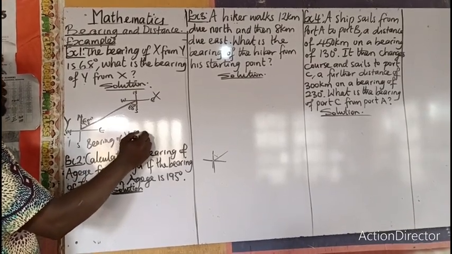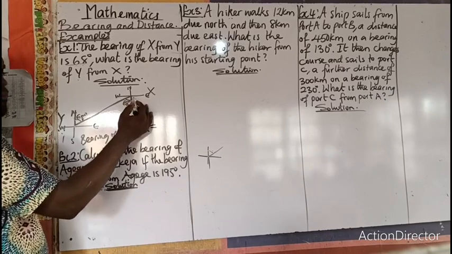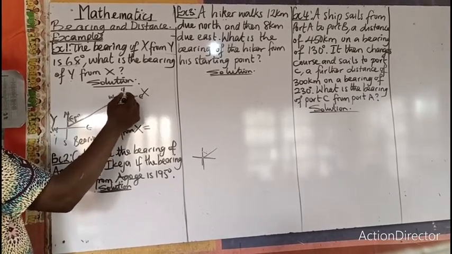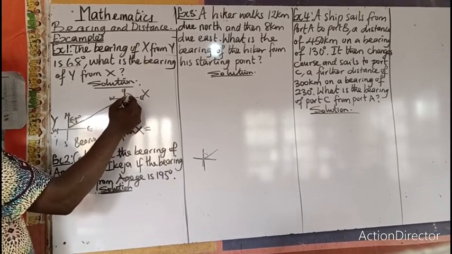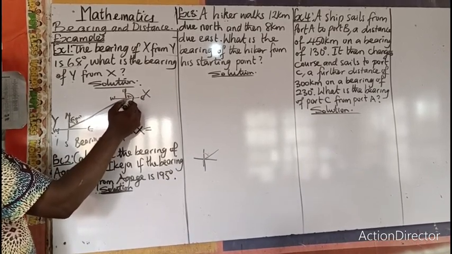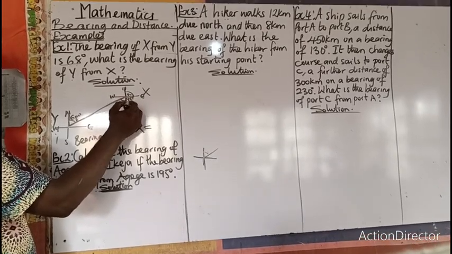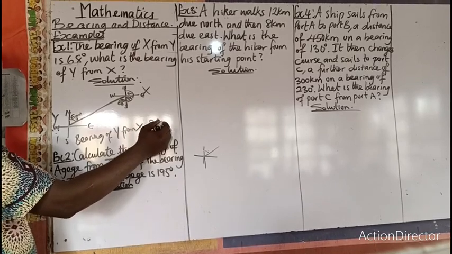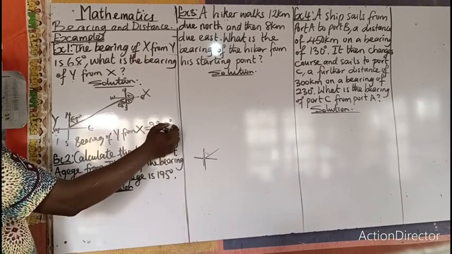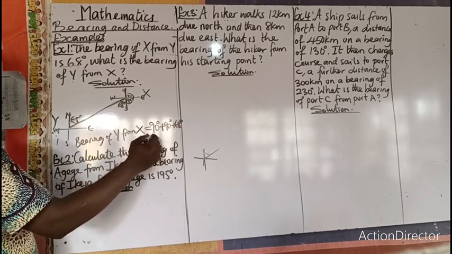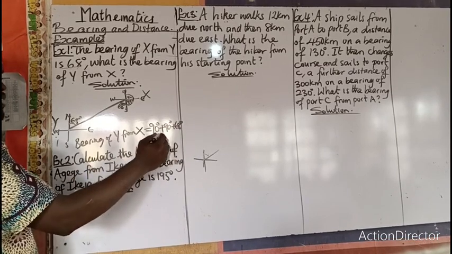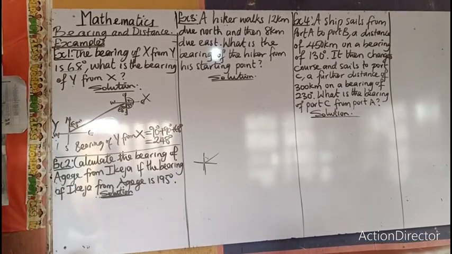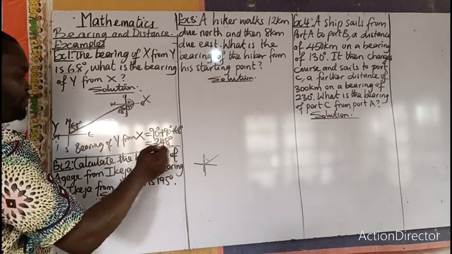So that means bearing of y from x, we want to read from x now. Where do you always start reading from? North. You always start reading from the north. So we go north. What's this one? 90. Continue. 90, then 68. So bearing of y from x should be 90 degree plus 90 degree, then 68 degree. And what does that give us? 248 degree. Is that clear? So bearing of y from x is 248 degree.